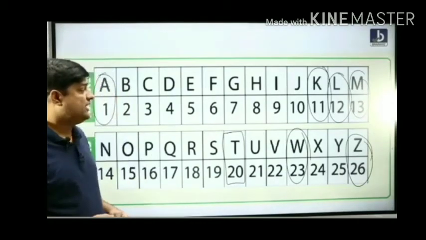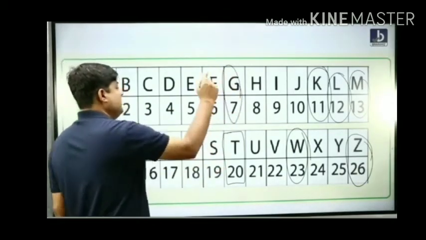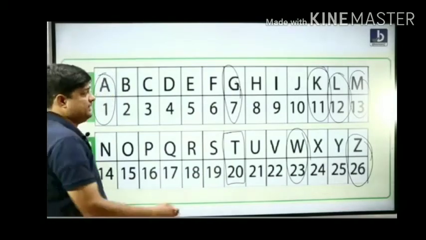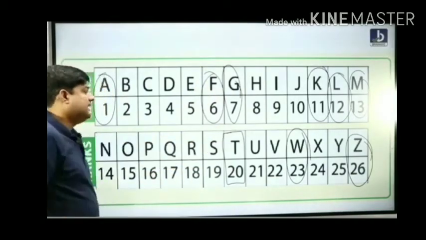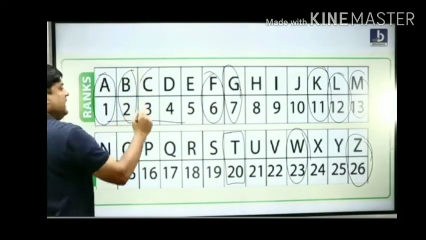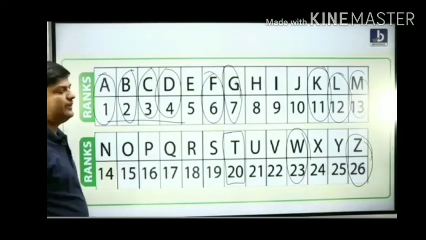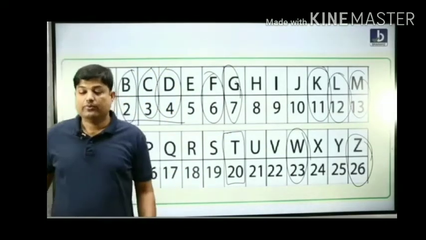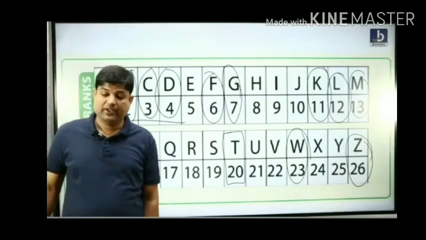G stands for 7, by G, you all know that. Now 6 fix. ABCD is very simple: 1 2 3 4. So you must remember all these things.